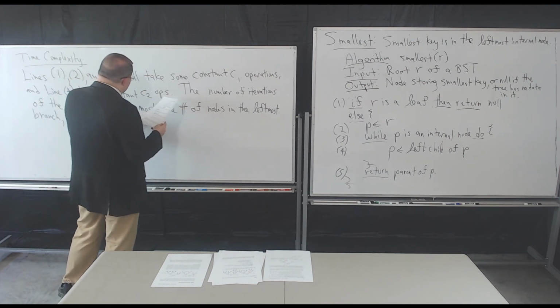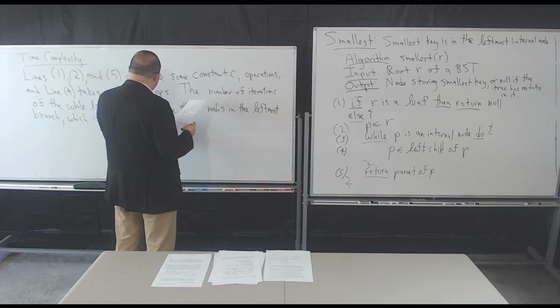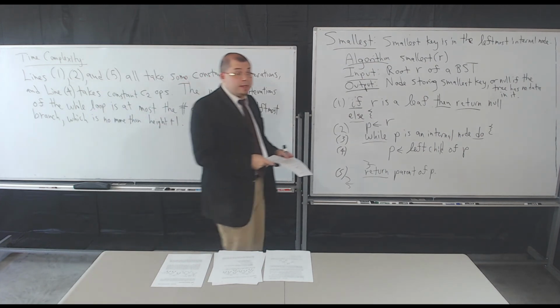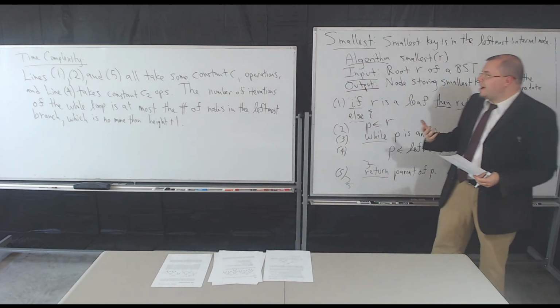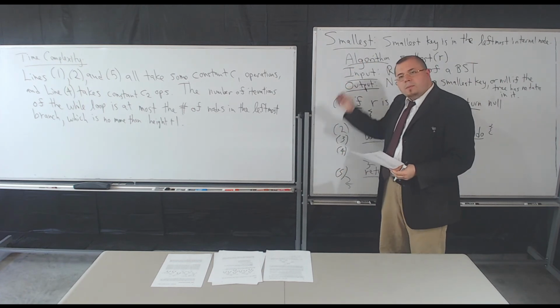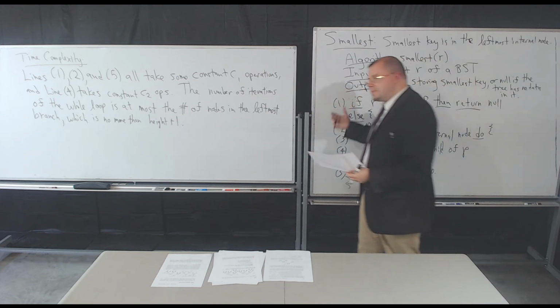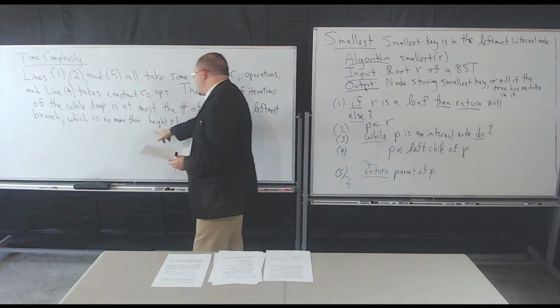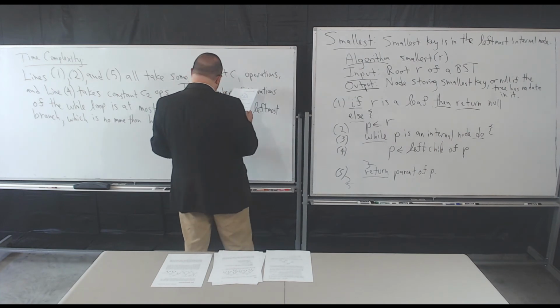Which is no more than the height. So if I give you the height of the tree, how big is the height? Well, it can be no more than the height of the tree plus the one node which you started at, right? So that's where I get the plus 1 from. Either way, it's a nice bound on this.